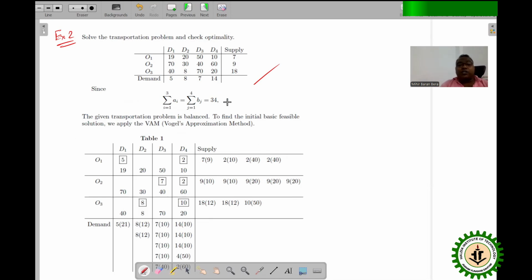Okay, so first we check whether it is balanced or not. Yes, it is balanced. So we apply Vogel's approximation method to find the initial basic feasible solution. So we have found the initial basic feasible solution. You can do it yourself to check that the solution we got is correct.